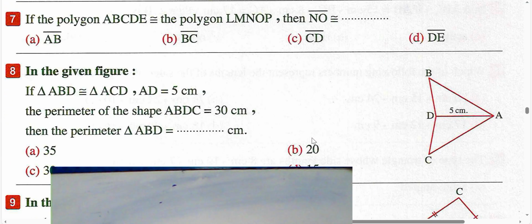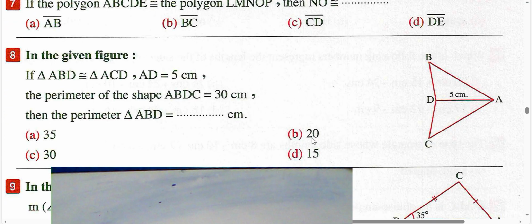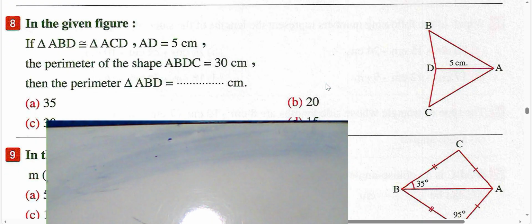Next question. In the given figure, triangle ABC is congruent to triangle ACD, and he gave us AD length 5 cm and the perimeter of triangle ADC equals 30 centimeters. Then the perimeter of triangle ABD equals what? We can divide 30 by 2, which equals 15. So AB plus BD is equal to 15 centimeters. 15 plus 5 is 20. Then the perimeter will be 20.